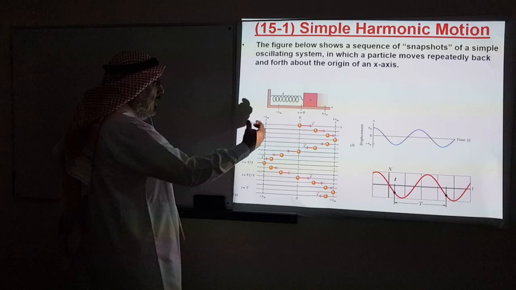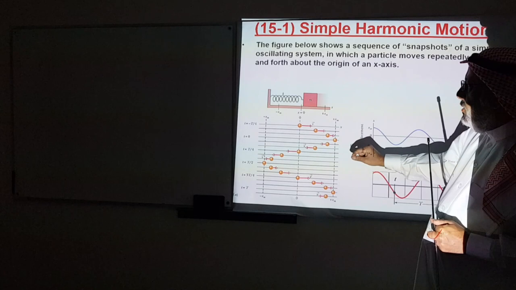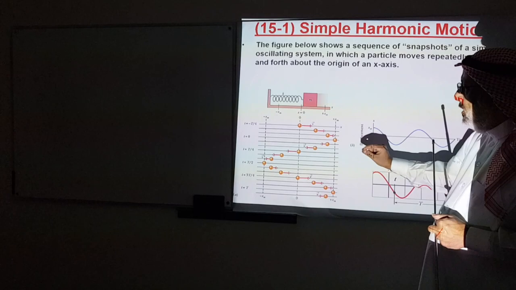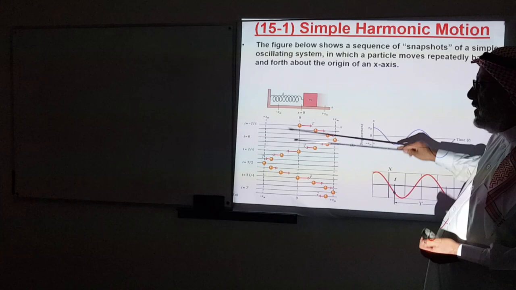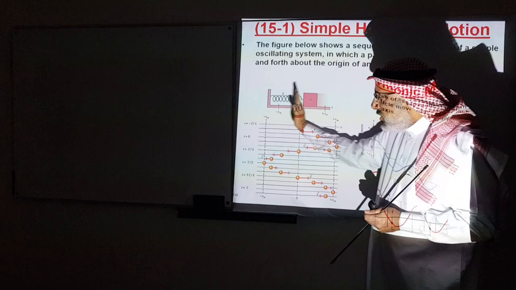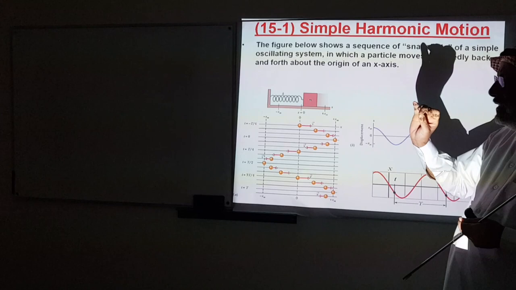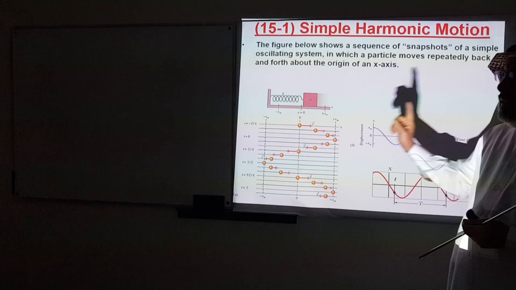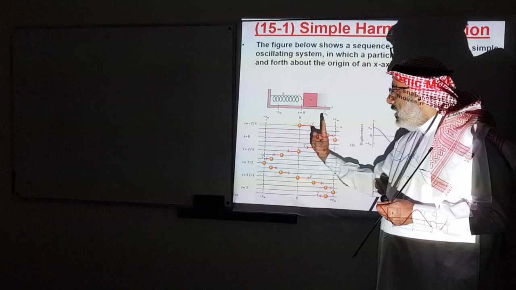So let's say you first pull the block to some distance, the maximum distance it can go from the origin, and you release it from rest at that point. So that is the time t equal to zero. That's where you start your observation. And then it will start to oscillate. So you set up your camera so that it takes a snapshot every quarter of a period. What is the period? It is the time to take one full oscillation, which is the time to go from here to there and back to here.